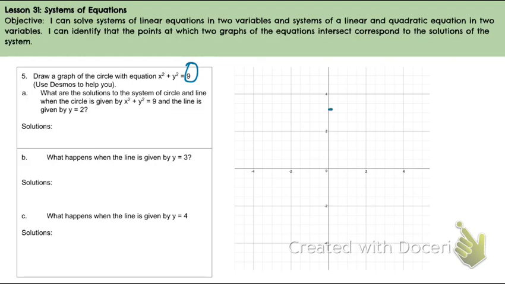So I'm going to try my best to draw my circle. You can use Desmos to help you if you're not sure how to even start. Ugh, it's ugly, but it works.